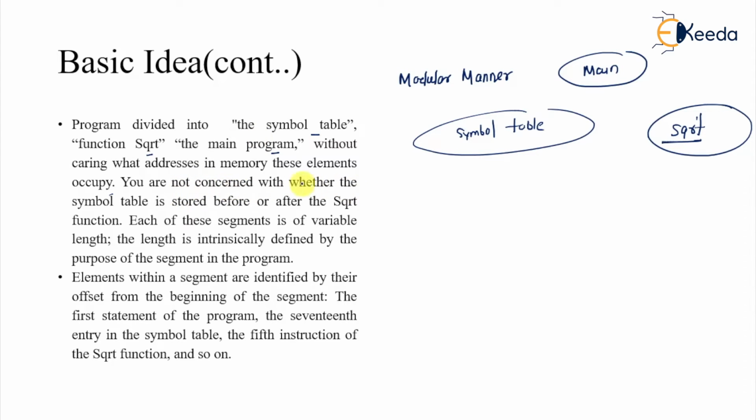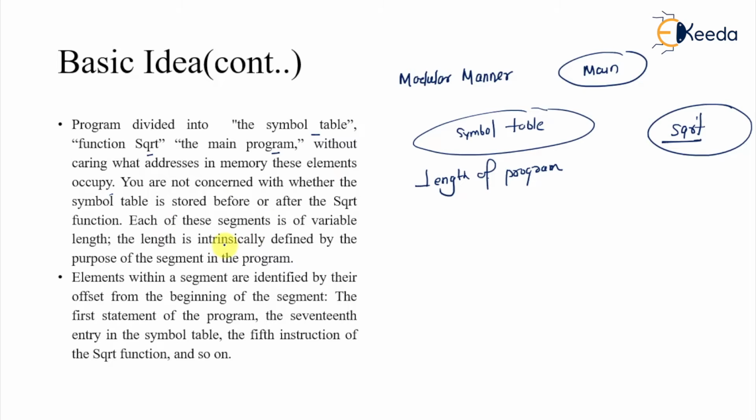And you're not concerned whether the symbol table is stored before or after the sqrt function. Each of these segments is of variable length. If you talk about the length of the program, each of these parts is of variable length, not fixed length. Which is first and which is second we are not concerned with, but they may not be of the same length.